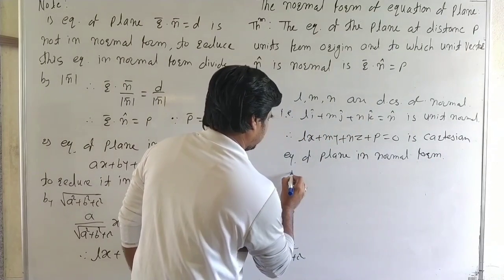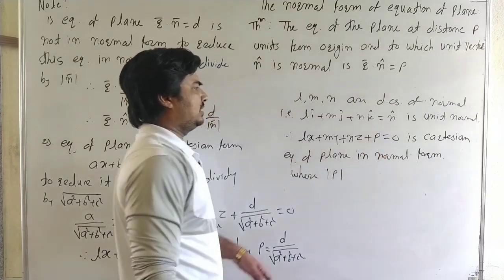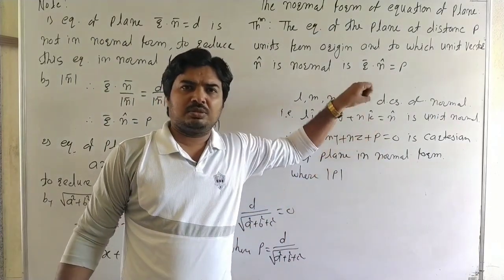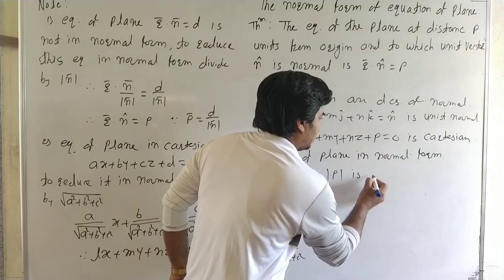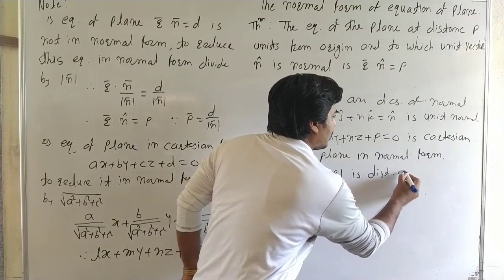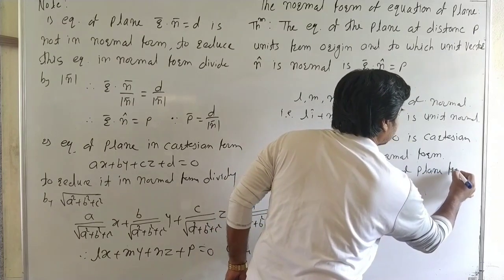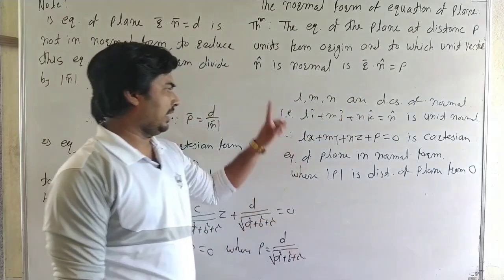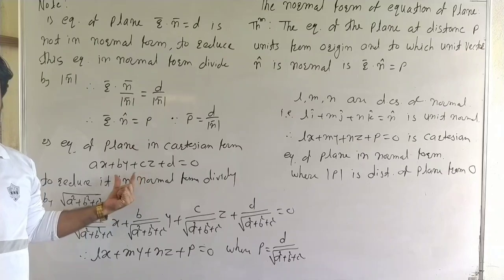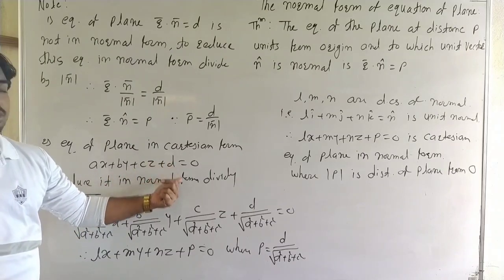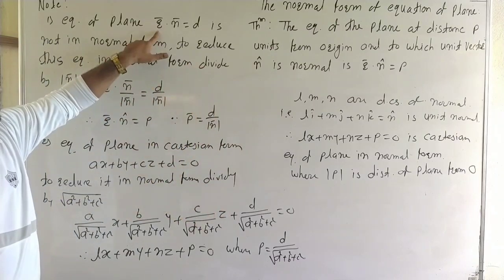Here this p, that means the mod of p. p is a scalar. By calculation it can also become negative, but since it is a distance, we take the mod. Therefore mod p is the distance of the plane from the origin. See carefully, ax plus by plus cz plus d equal to 0 is the Cartesian equation of any plane, and this one is the Cartesian equation of a plane in normal form.